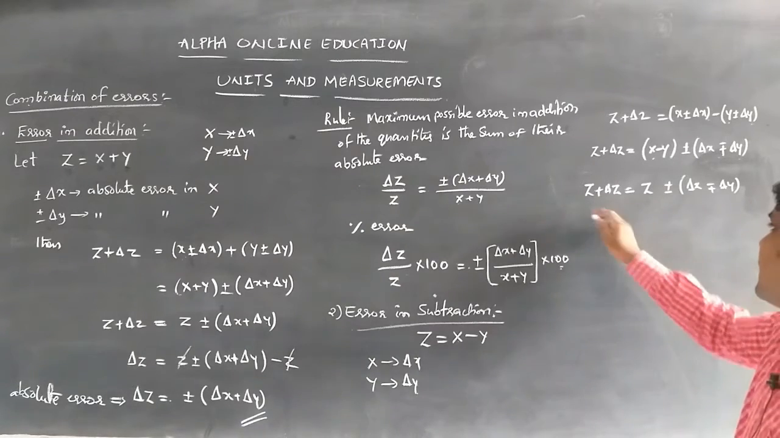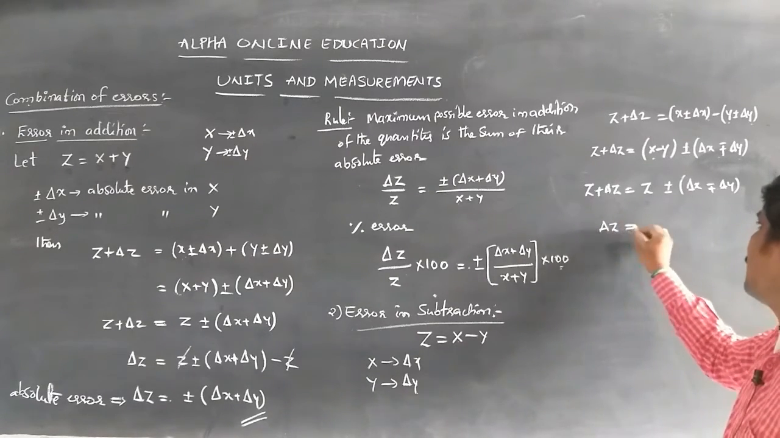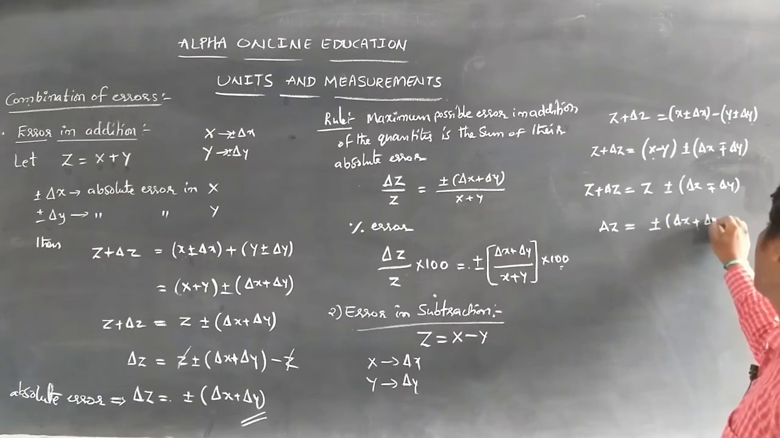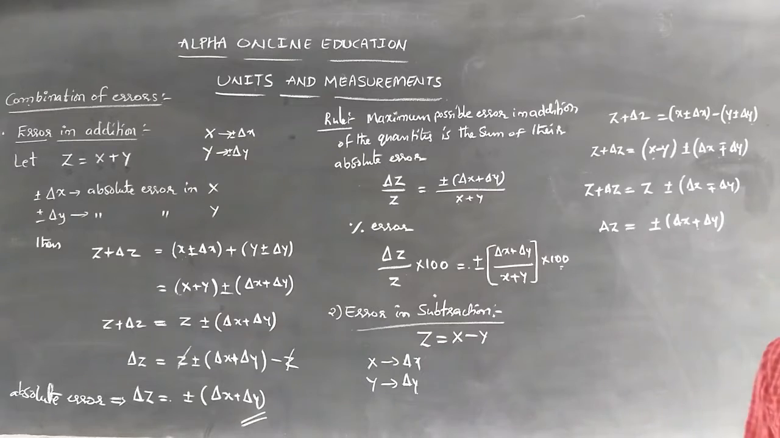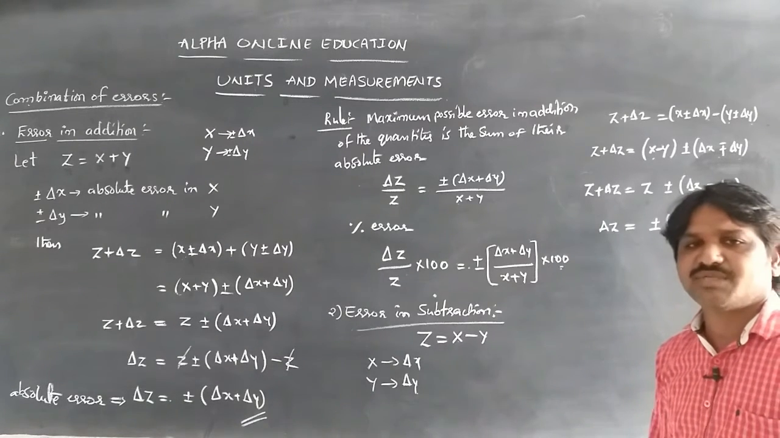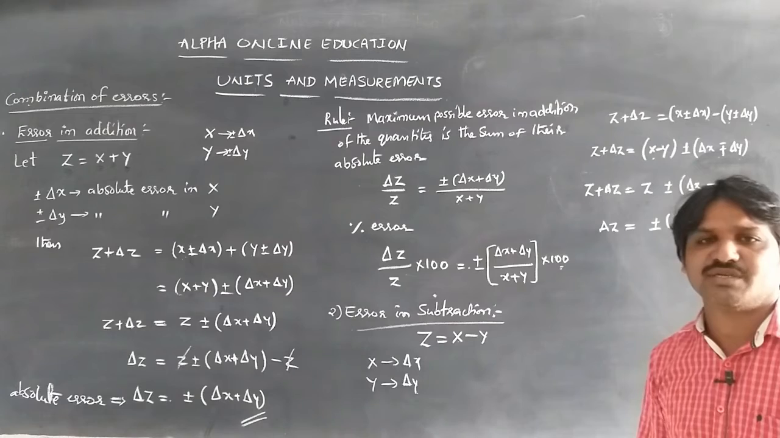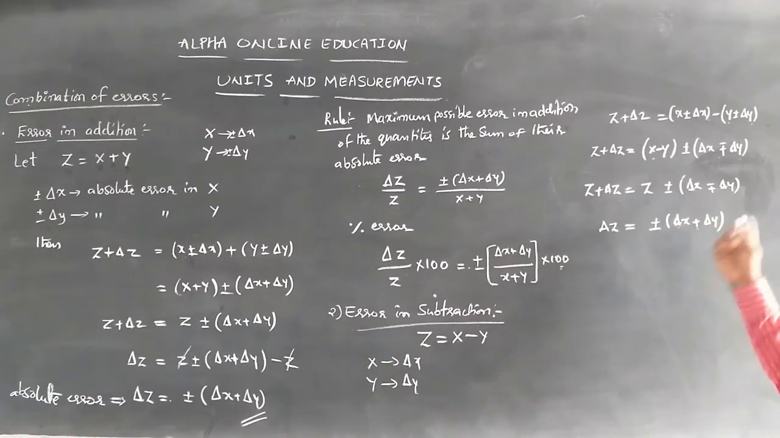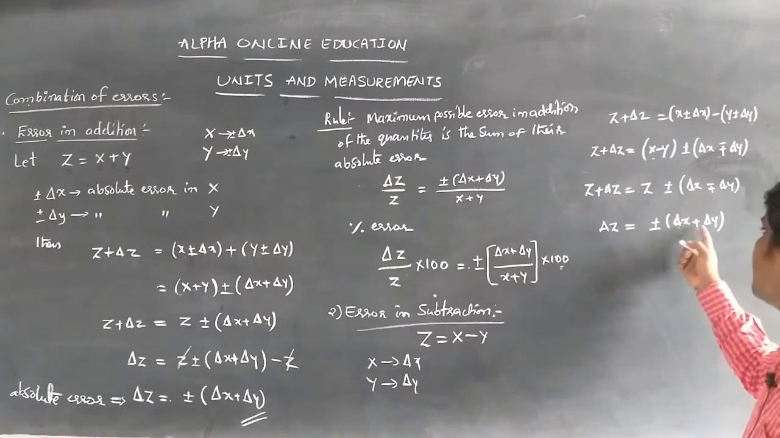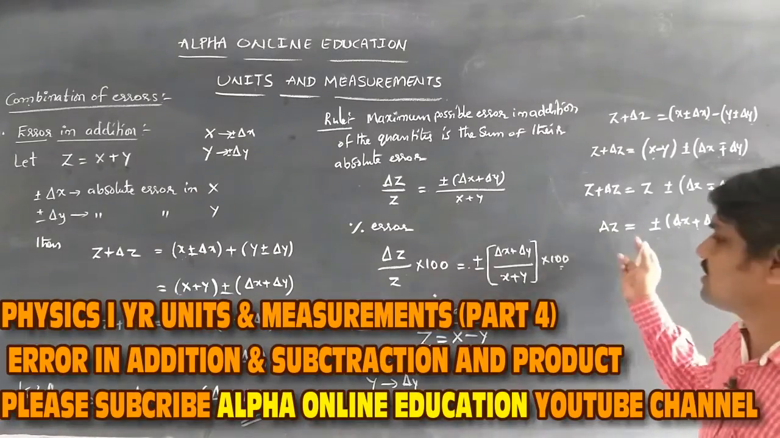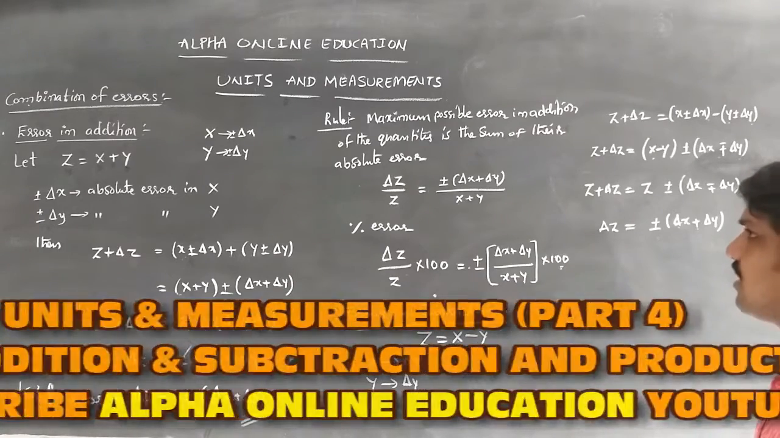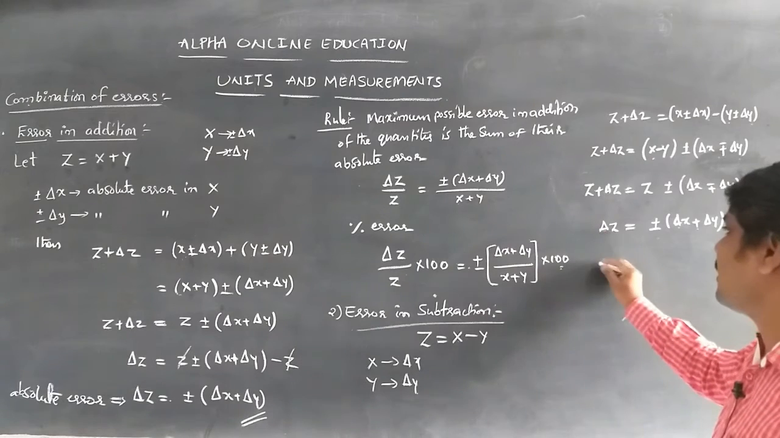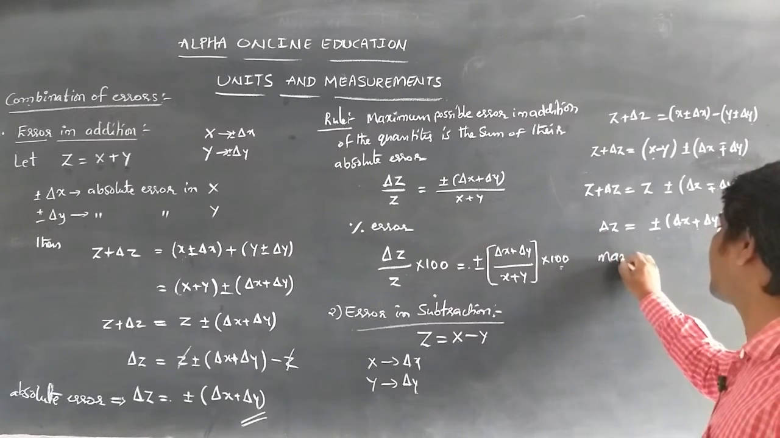So z gets cancelled, then delta z is equal to plus or minus delta x plus delta y. Here, we know that in the absolute error, the individual absolute errors should be taken as positive. That's why we are taking delta x plus delta y. So plus or minus delta x plus delta y, the same as we got in the error in addition also.